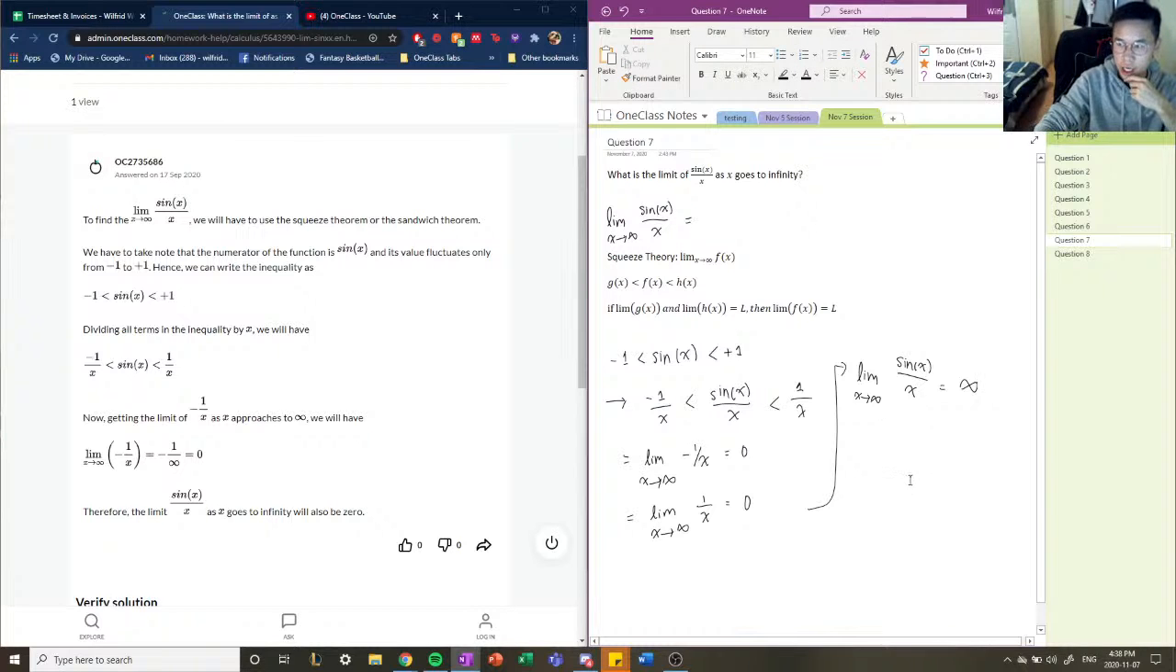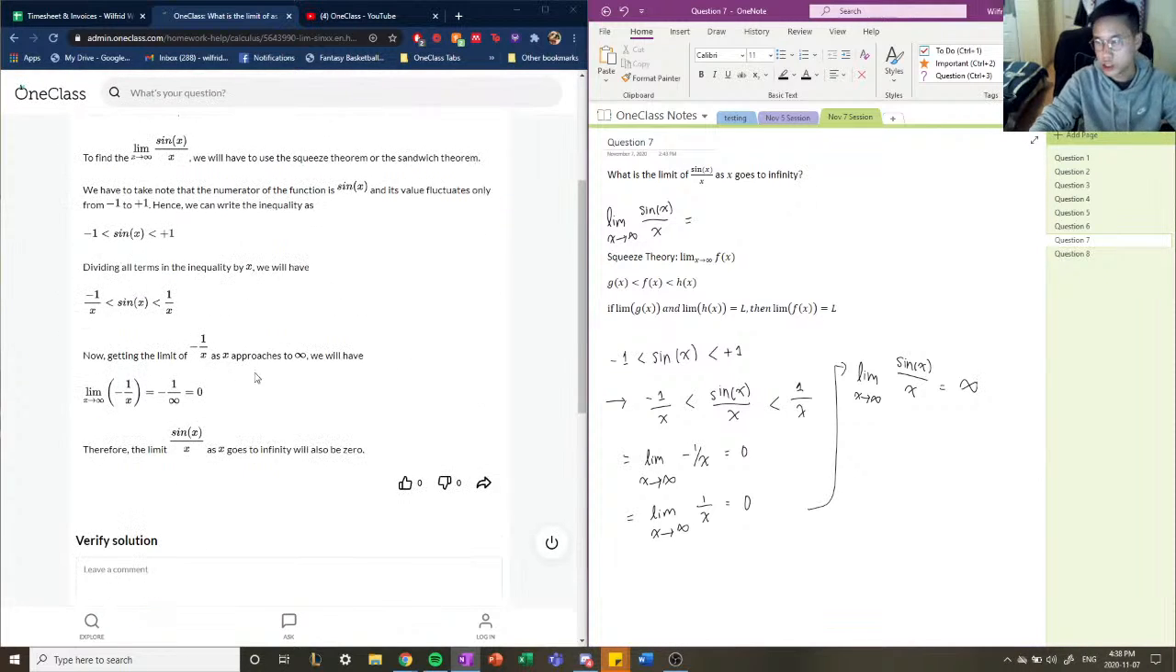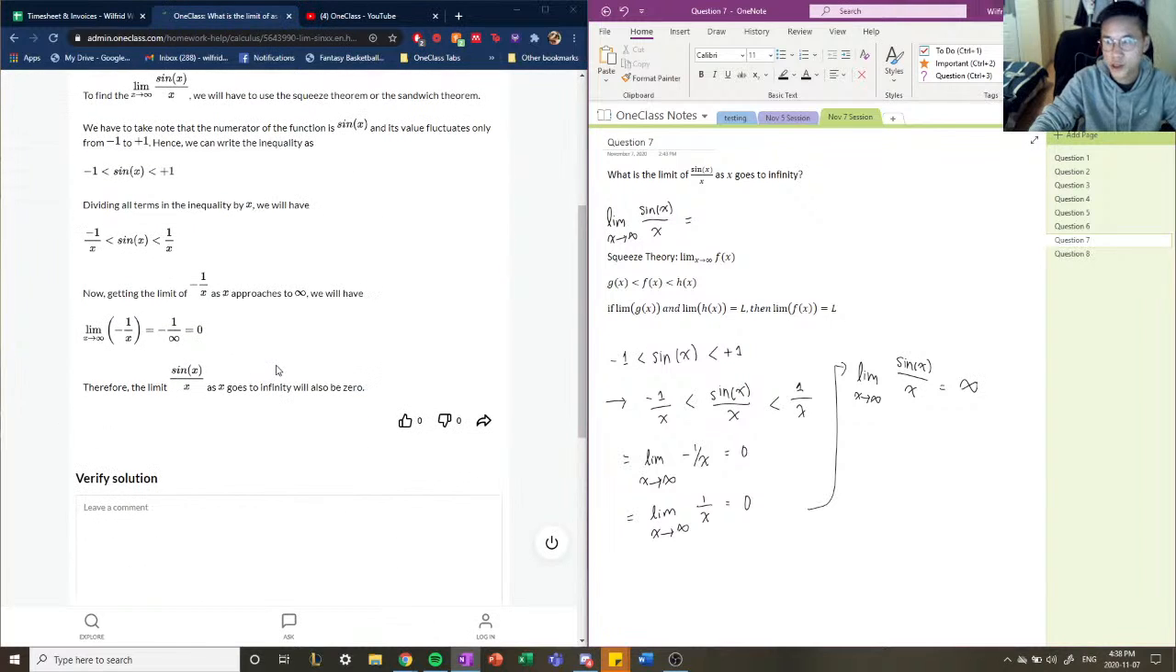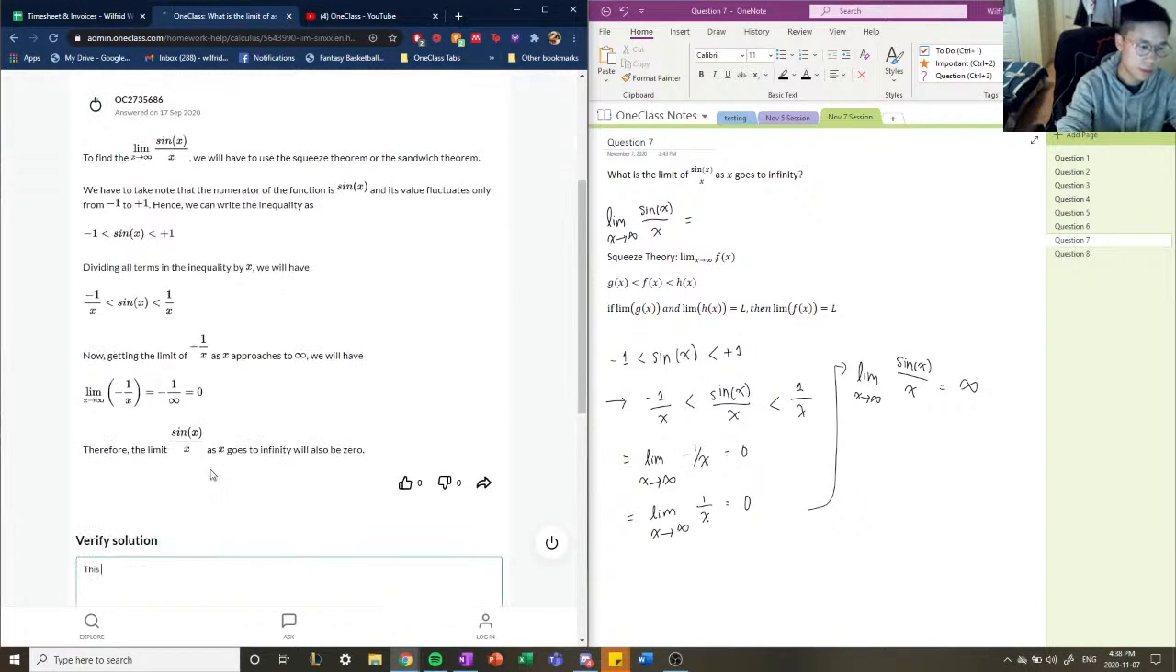It's actually very useful for any of these sine or cosine functions where they're periodic functions. So that's how we use the squeeze theorem to solve this limit. Okay, so the junior student uses my solution, or I kind of use their solution, I guess. And so this solution is correct. Good job. Cool.